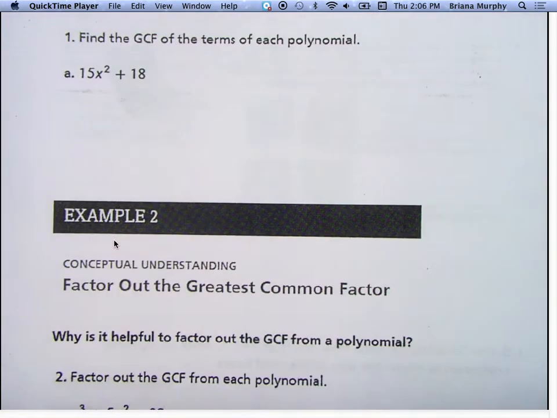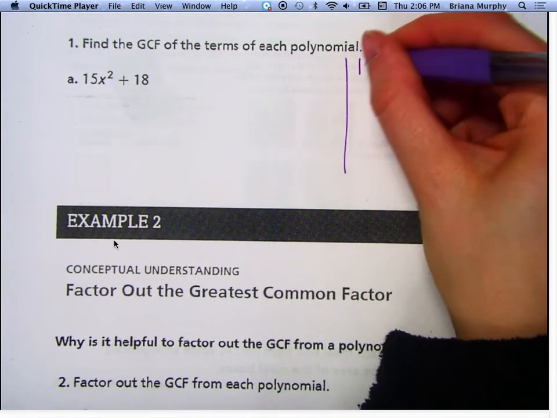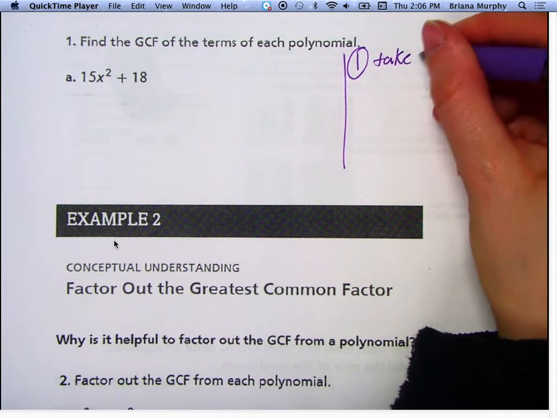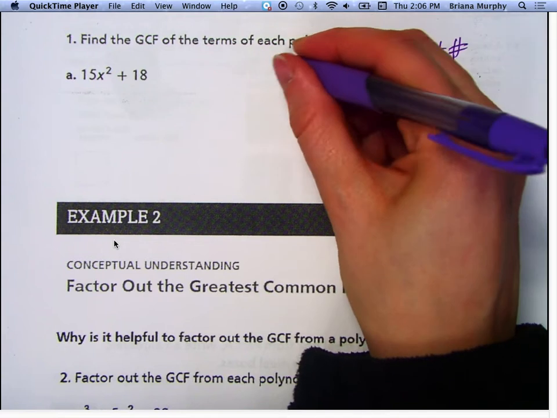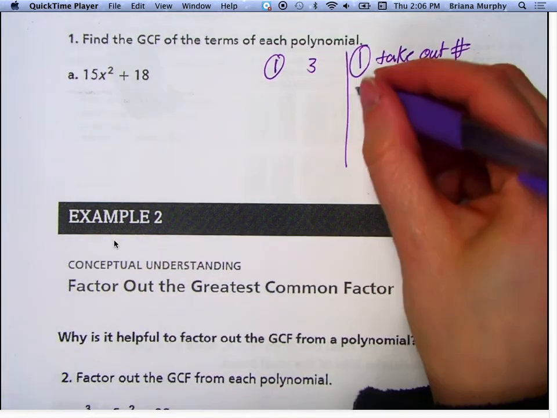Okay, let's think about the greatest common factor for these two terms, just this little binomial. 3 is the number, right? So my first step, take out the biggest number. In this case, we know it's going to be 3. Is there any x's I can take out?